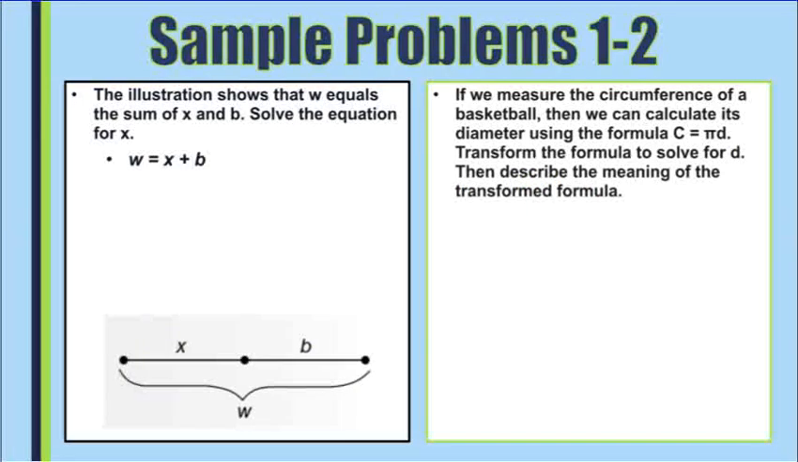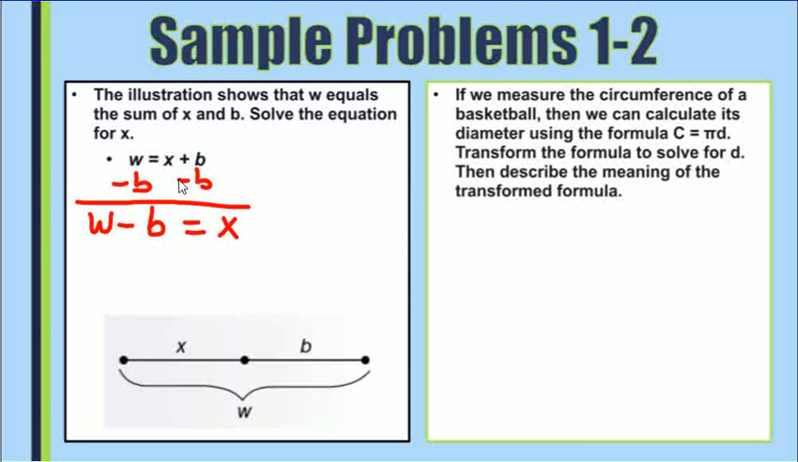The illustration shows that W equals the sum of x and b. Solve the equation for x. So here we want to get x by itself. So the opposite of adding b to x is subtracting b. And so I subtract b on both sides and I get W minus b equals x. Now I solve for x, and then if we had some values for w and b, we could actually solve for what is the value for x.